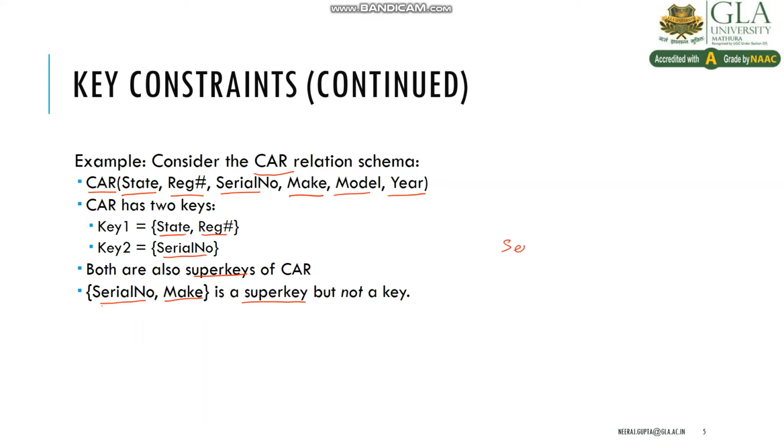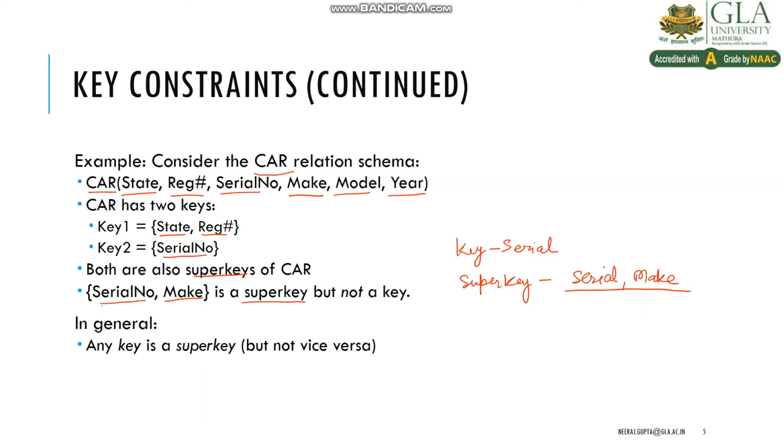So serial number is already a key, and a super key is serial comma make. In general any key is a super key, but vice versa is not true. Any set of attributes that includes a key is a super key.